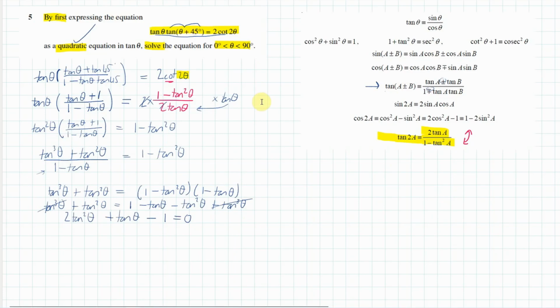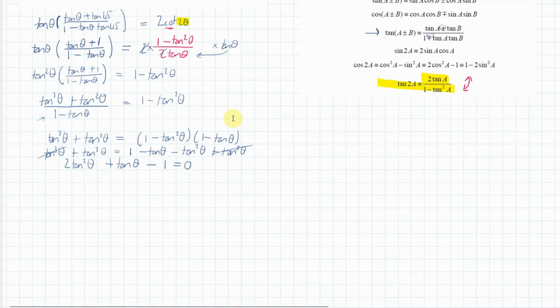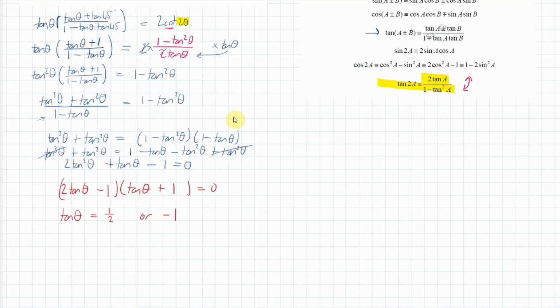Now I've got to solve the equation for 0 is less than theta is less than 90. So, can I factorize? Yes, I can. To solve this, I can go to tan theta in the second bracket. Now I need a positive 1 here and a minus 1 here. This means that tan theta is equal to 1/2, that's in the first bracket, or minus 1.